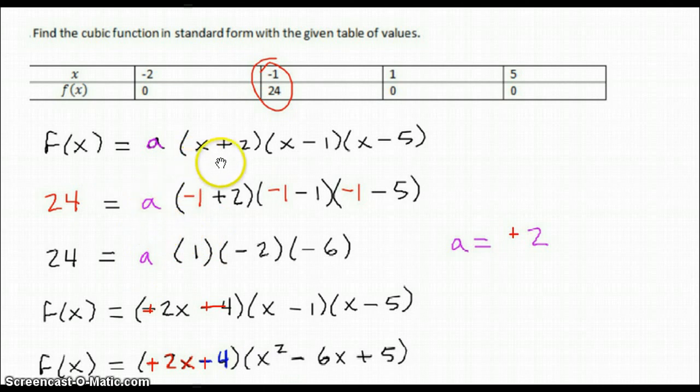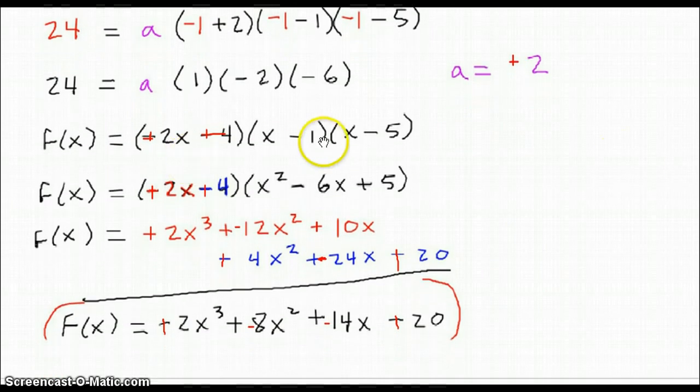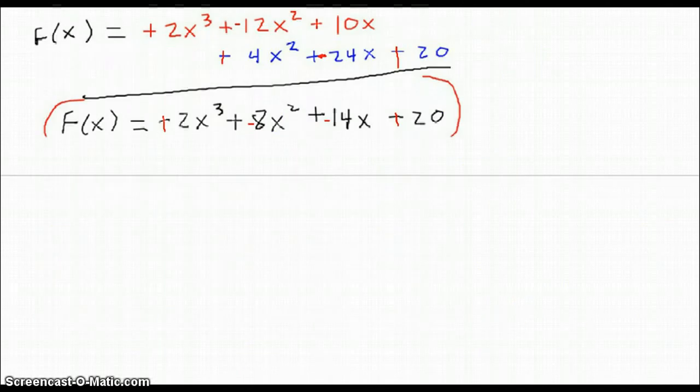Remember, you can have a bunch of different functions that go through the same roots, but you can have some vertical stretching or some reflecting that will change the function. So that's what I did. I plugged in a negative 1 and a 24, and I solved for a, and I found out that a is 2. And then from there, it's just a matter of multiplying my binomials and my a value together to get the function in standard form.